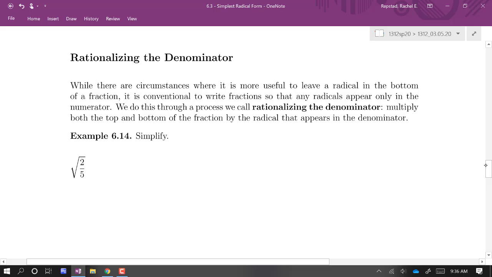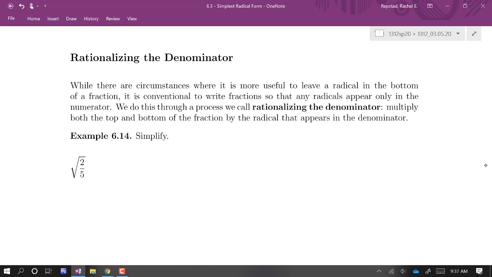Rationalizing the denominator. So we did this last semester. We like to avoid, if possible, radicals in the denominator. That's more of a convention with constants, more so than with variables. But it is a convention. It's not like a thing that you're just not allowed to do.